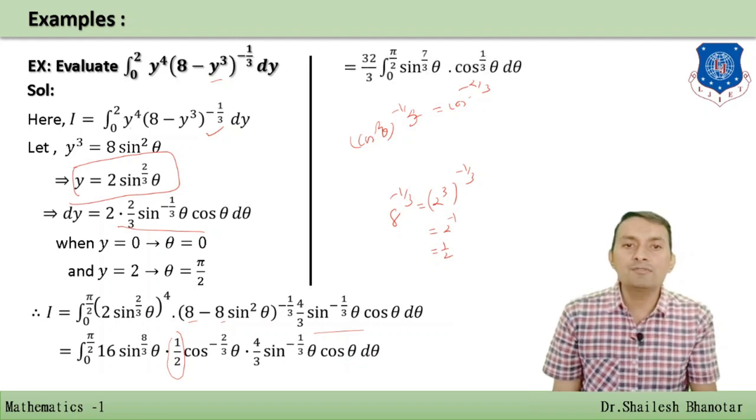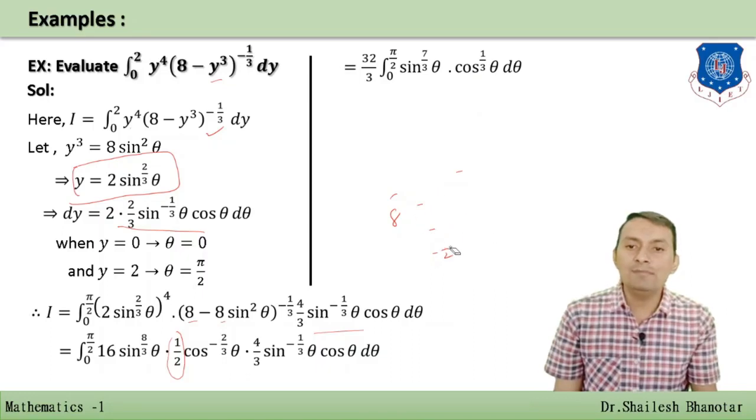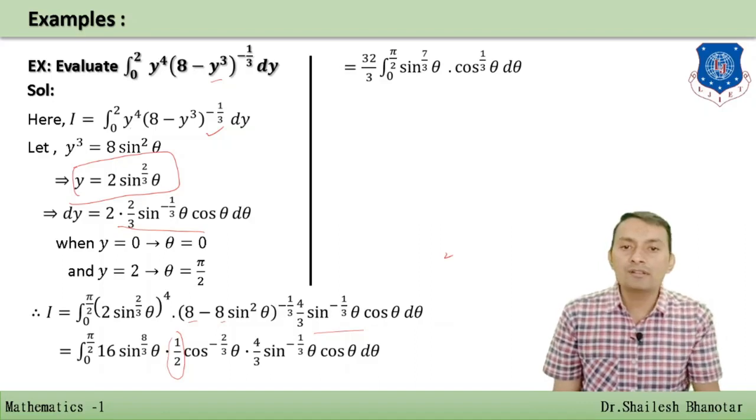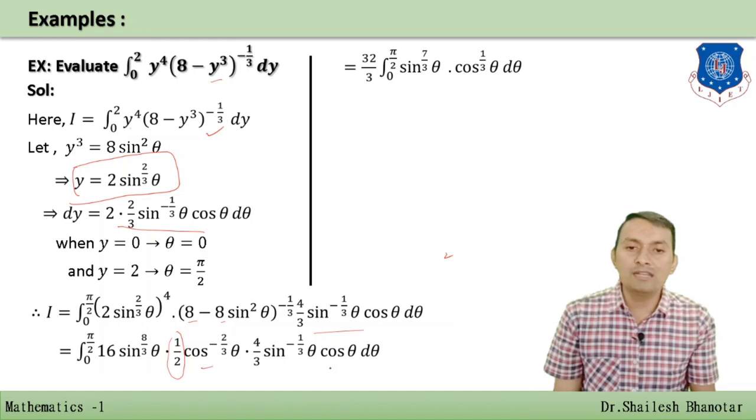But when you simplify, 32 and 16 by 2, because 1 by 2 is going to cancel out, so what I will get is 32 divided by 3, and then sine raised to 8 by 3 theta into sine raised to minus 1 by 3 theta. So I can say sine raised to 8 by 3 minus 1 by 3, so it will be sine raised to 7 by 3, and cos raised to minus 2 by 3 into cos theta. So I can combine these two terms. So I will get cos raised to minus 2 by 3 plus 1, so I will get cos raised to 1 by 3 theta.